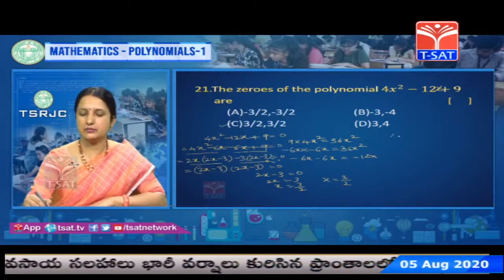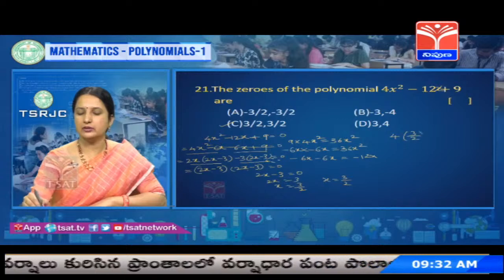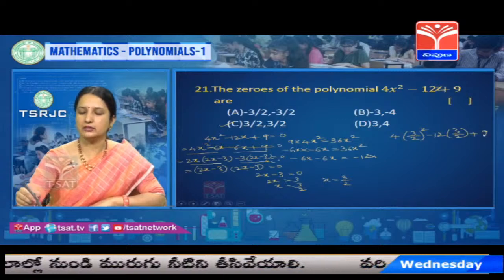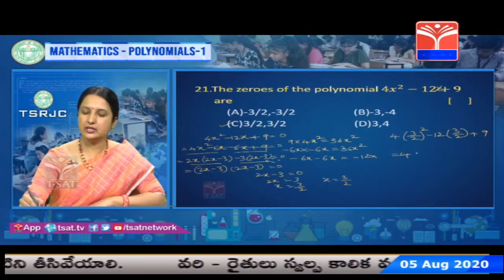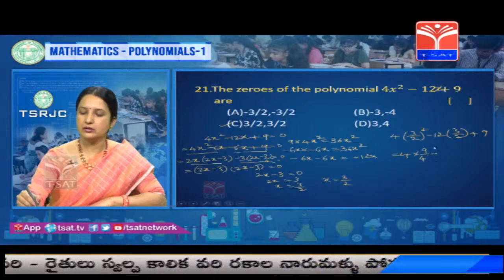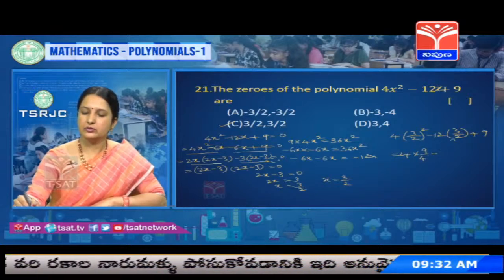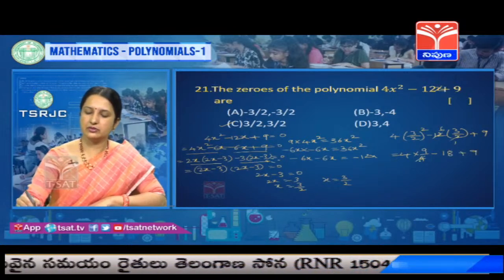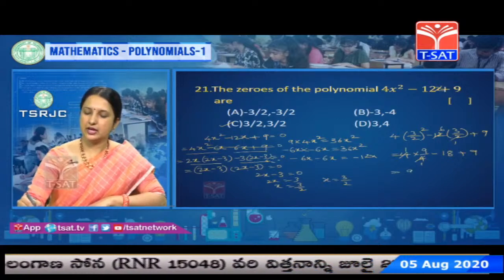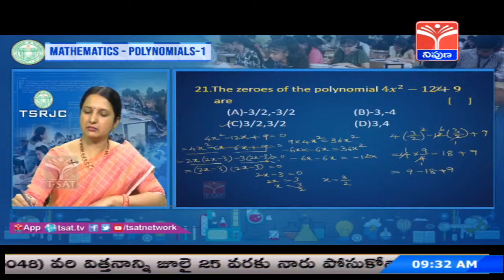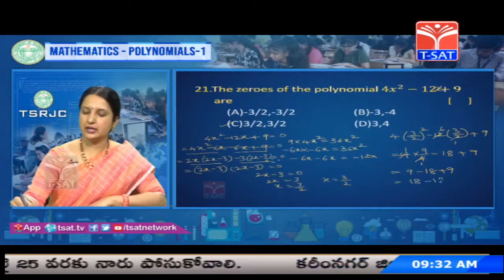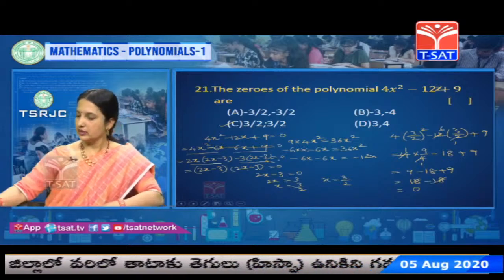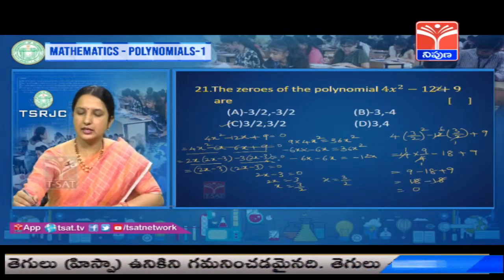You substitute in this: 4 into 3 by 2 whole square minus 12 into 3 by 2 plus 9. What you will get? 4 into 9 by 4 minus 18 plus 9. So 9 minus 18 plus 9. 9 plus 9 is 18, minus 18 equals to 0. So for 3 by 2 it is correct. Okay. So option C is the correct one.